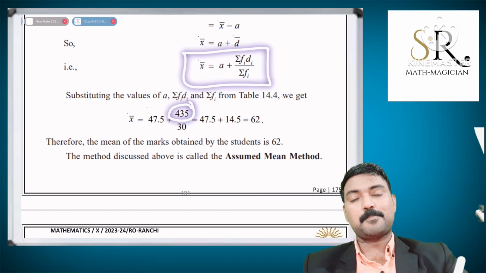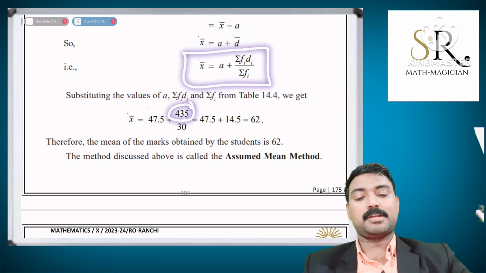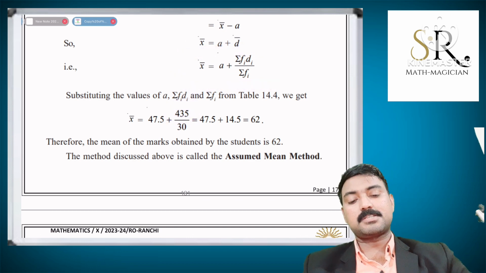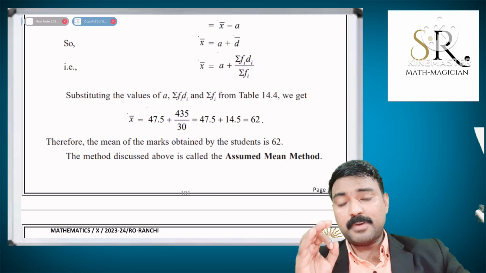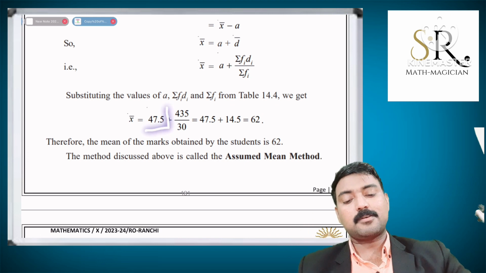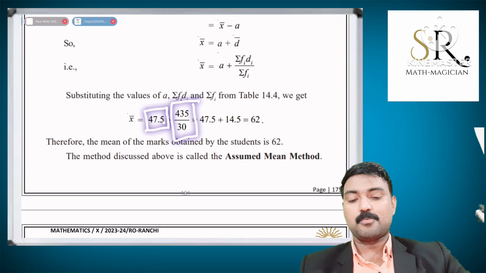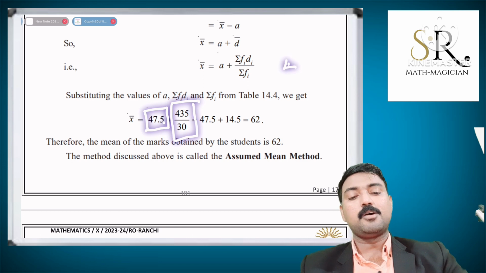X bar is equal to A plus sigma FD by sigma F. So sigma FD is 435 and the sum of all frequencies is 30. So in the place of sigma F we can give 30. Now it is very important. Don't add 47.5 at first. First we have to complete this division, 435 divided by 30.